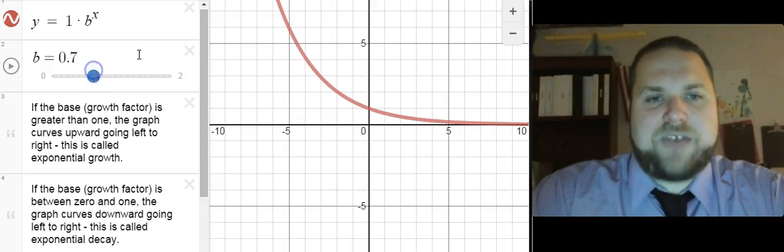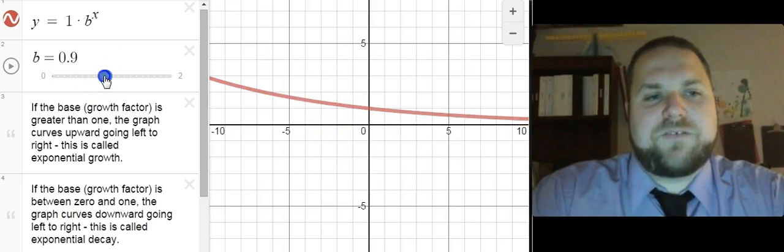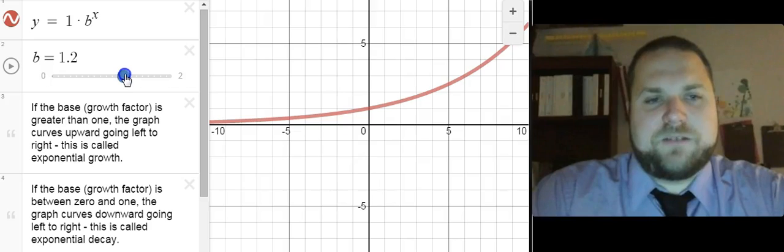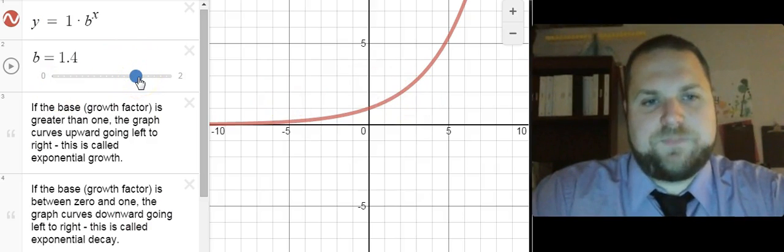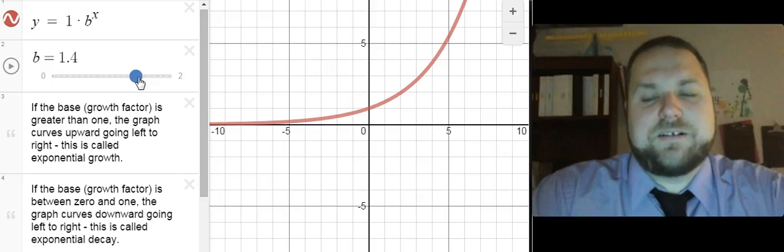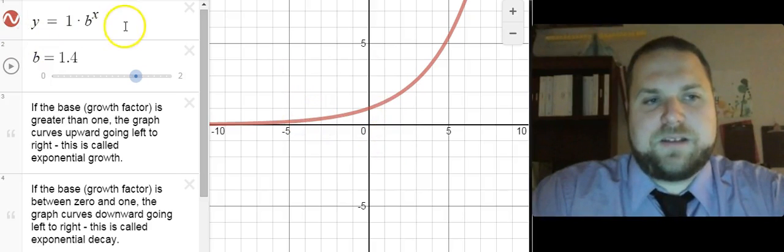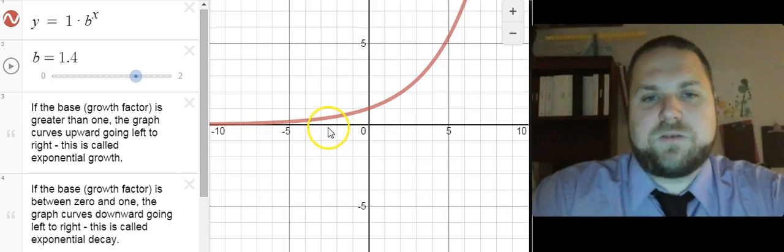That is, the graph will be getting lower, closer to the x-axis as we go from left to right. And if the growth factor is greater than 1, the graph will get larger. It will increase going left to right, and that's called exponential growth. So in the task for this assignment, you're going to be looking at some graphs and equations and determining whether or not they show exponential growth or decay.